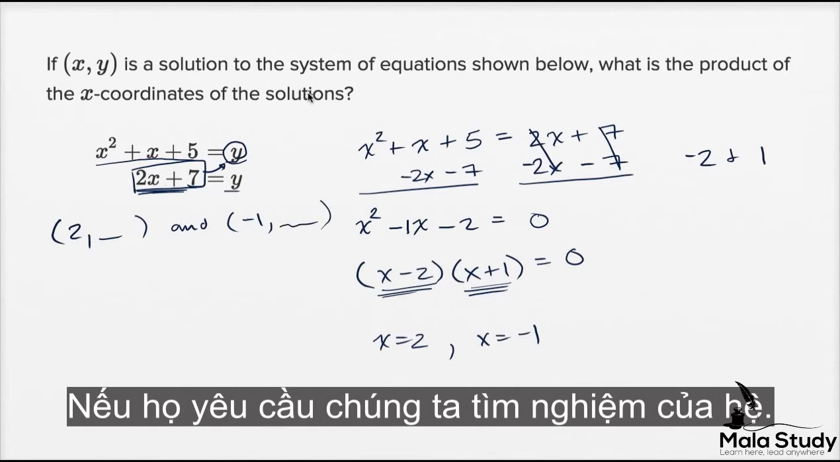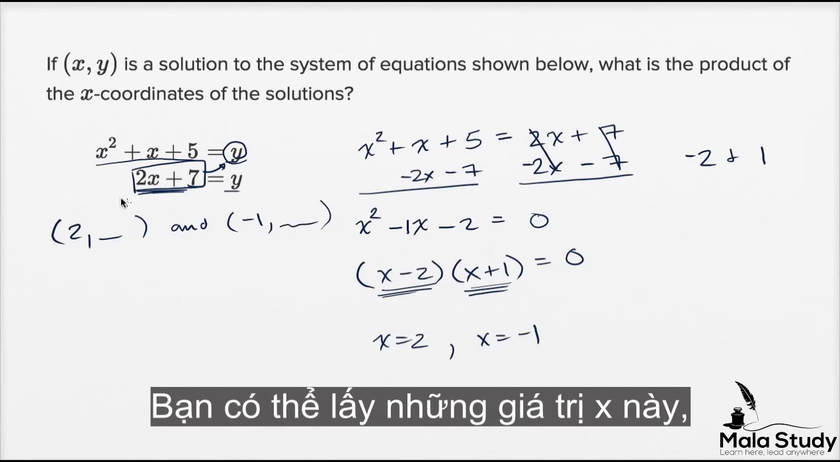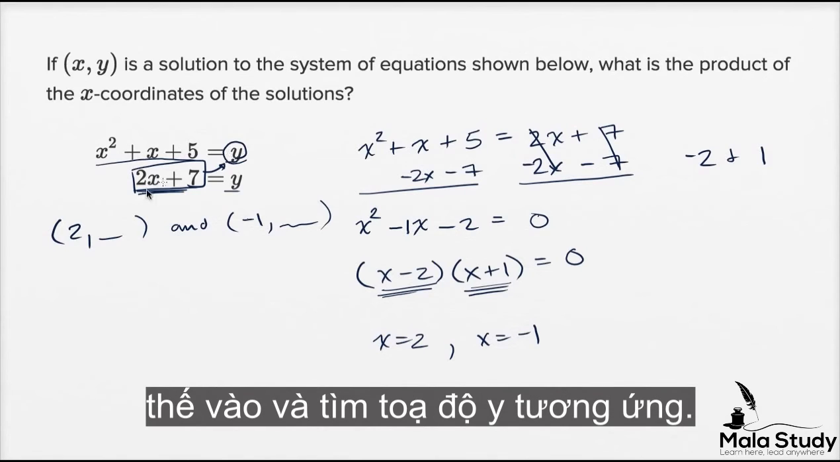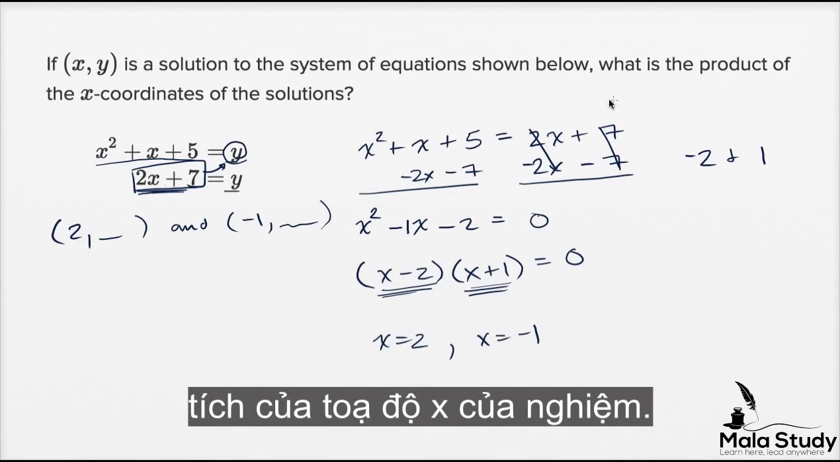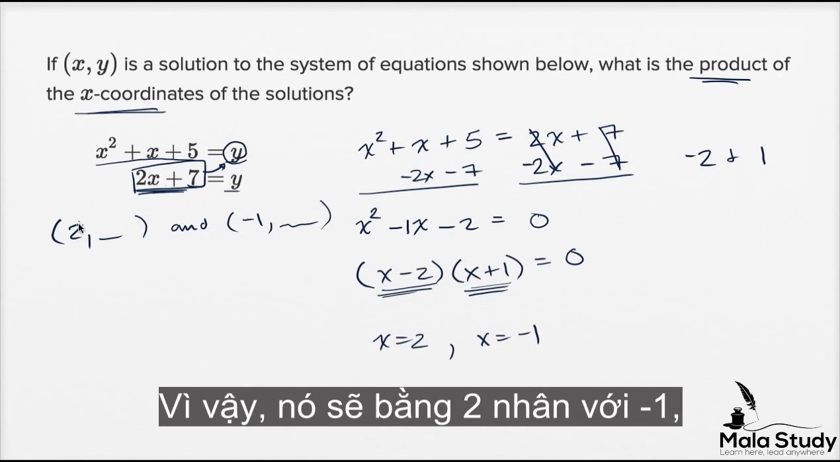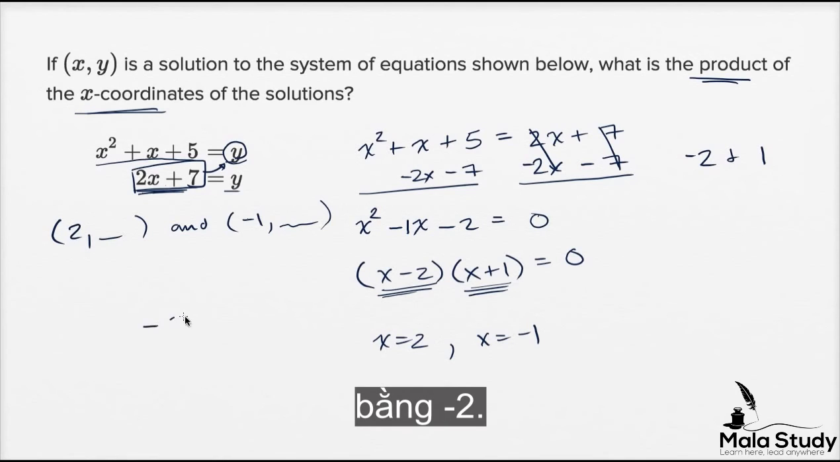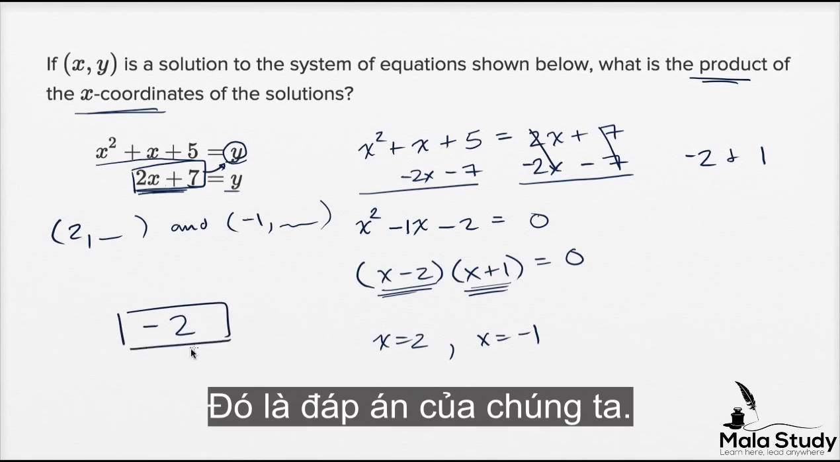Now, if they wanted the solutions to the system, you could take these x values and substitute them back and figure out the corresponding y values. But for this problem, we don't even have to do that. They just say, what is the product of the x coordinates of the solutions? So it's just going to be 2 times negative 1. So 2 times negative 1 is just negative 2. That's our answer.